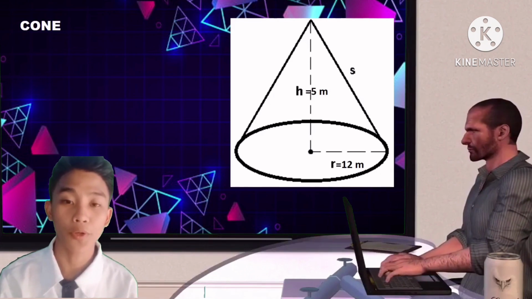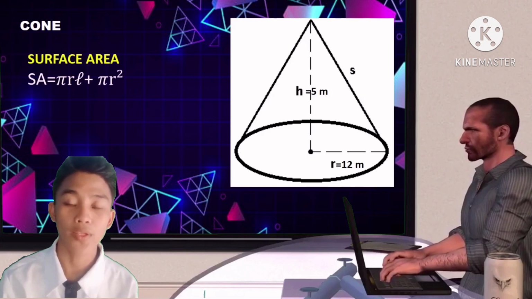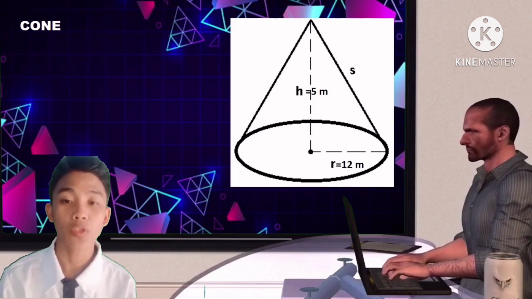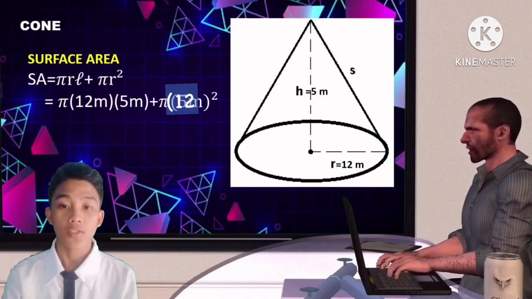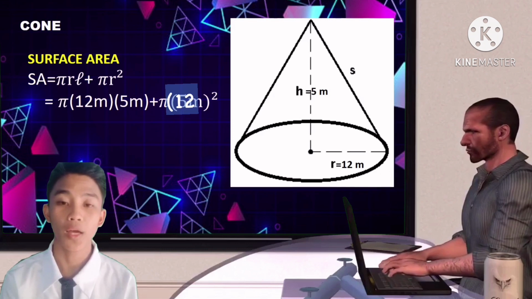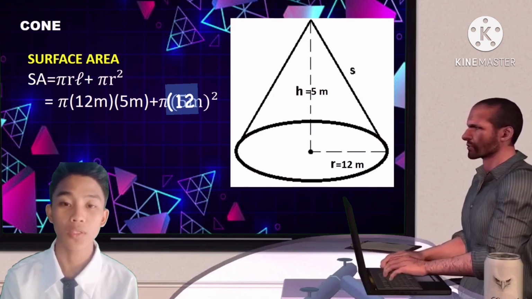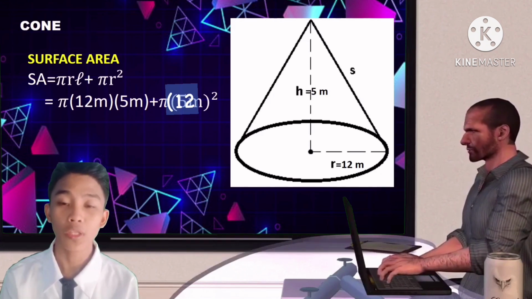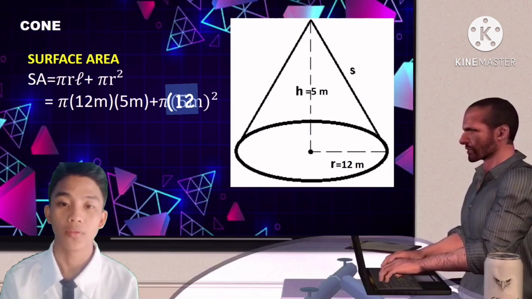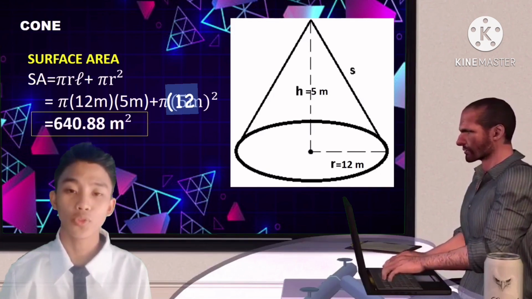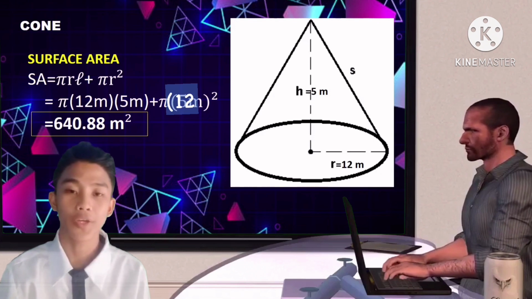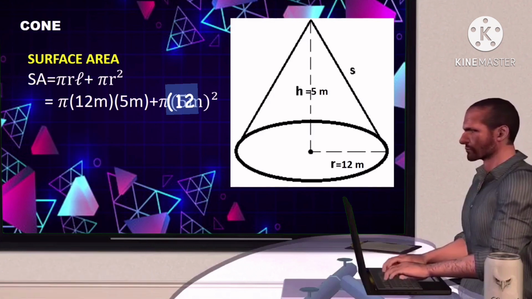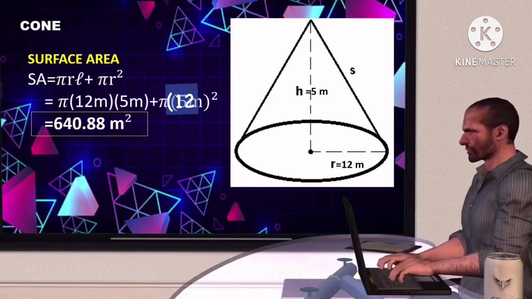After knowing the lateral area, we can now solve for surface area. We can make use of the formula surface area equals pi multiplied by the radius and slant height plus pi multiplied by the radius squared. Substitute the given to the formula, and we will have surface area equals pi multiplied by 12 and 5 plus pi multiplied by 12 squared. Right after the substitution, we can now solve for surface area, which is 640.88 meters squared. And that is the lateral and surface area of a cone.